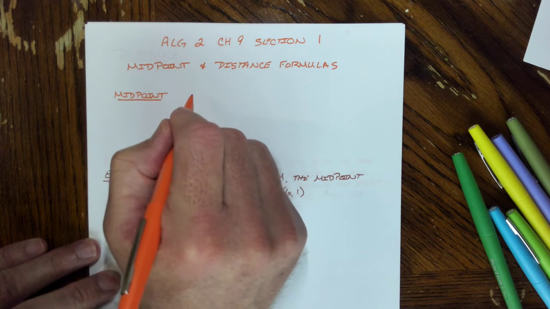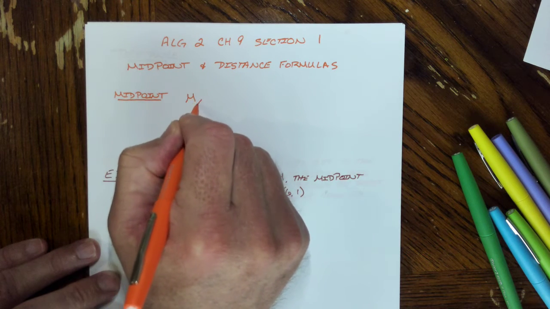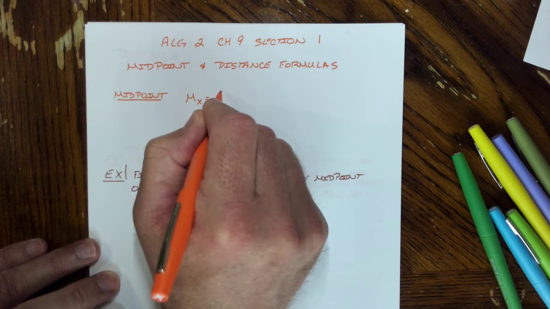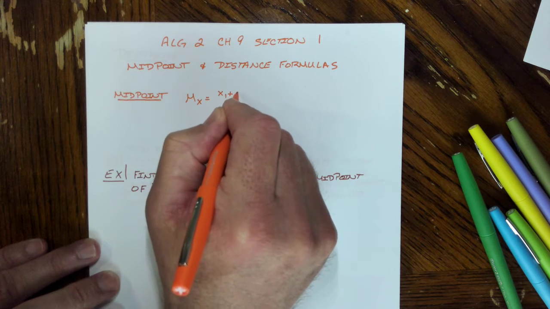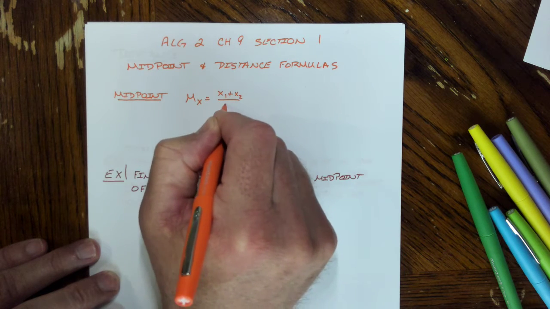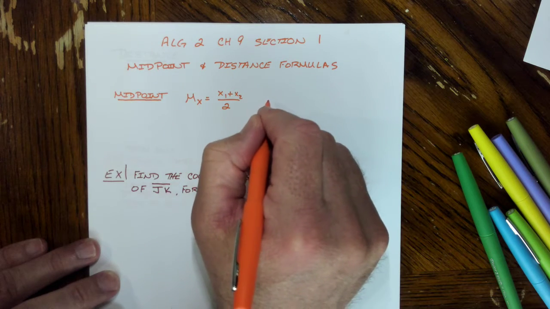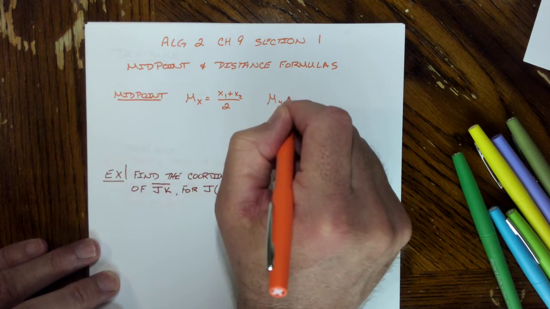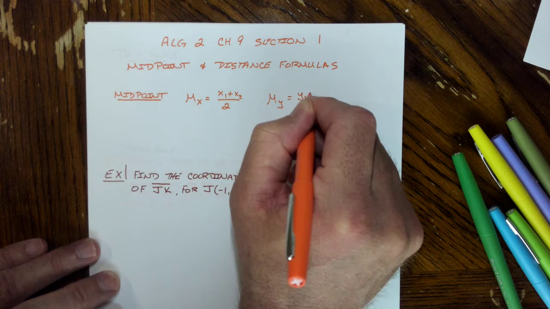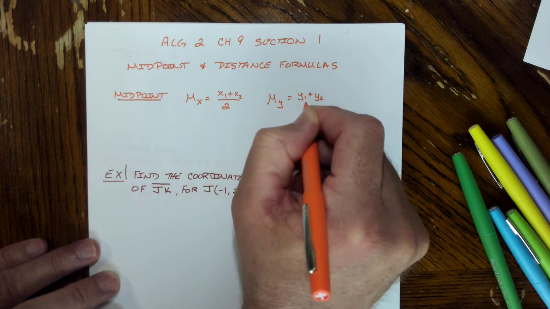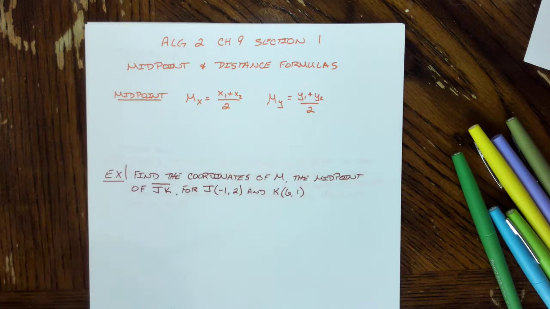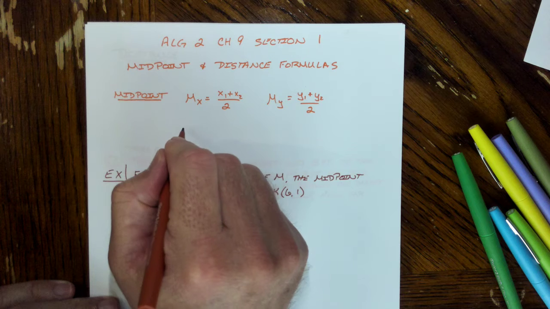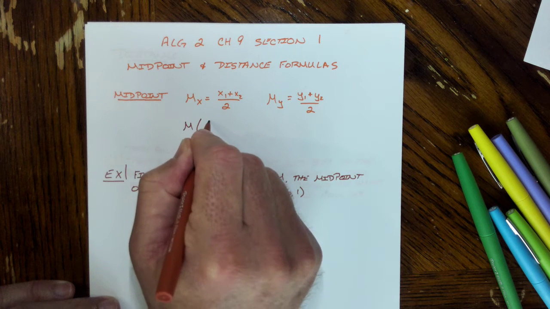I do the midpoint for the x values. So I go m sub x equals the x value plus the x value of your coordinates divided by 2. Then I go m sub y equals the y value plus the y value of your 2 points divided by 2. Why in the world do I do that? Why don't I just do this like you see in the books?